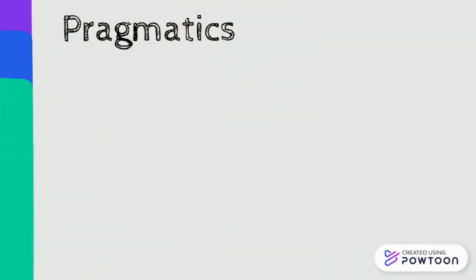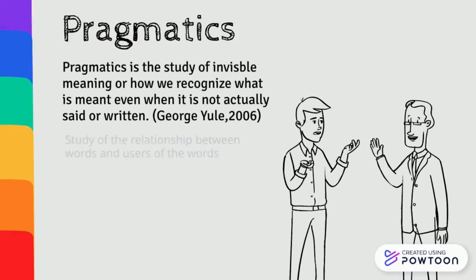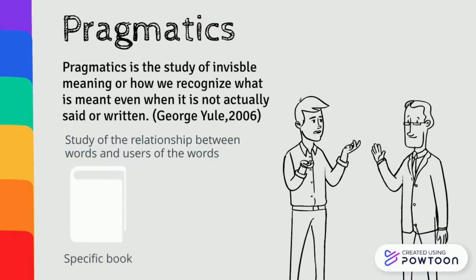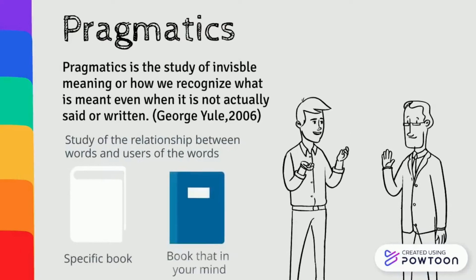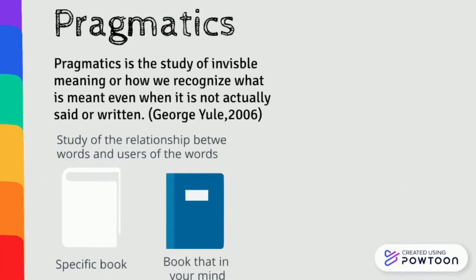Hello everyone, I will continue with pragmatics. Pragmatics is the study of invisible meaning, or how we recognize what is meant even when it is not actually said or written. It is the study of the relationship between words and users of the words. For example, it shows the specific book and the book that is in your mind. So it's about interpretation of the words, and trying to read what people mean by their words.